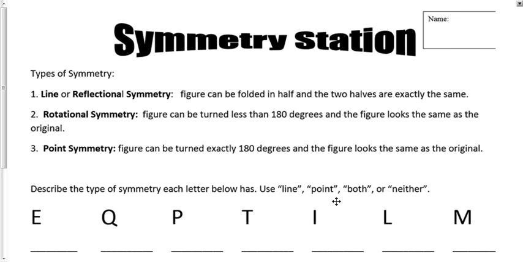Hello, today we are talking about two topics, symmetry and reflections. With symmetry, we have two different kinds. The first kind is called line symmetry or reflectional symmetry. You can use whichever word you like.